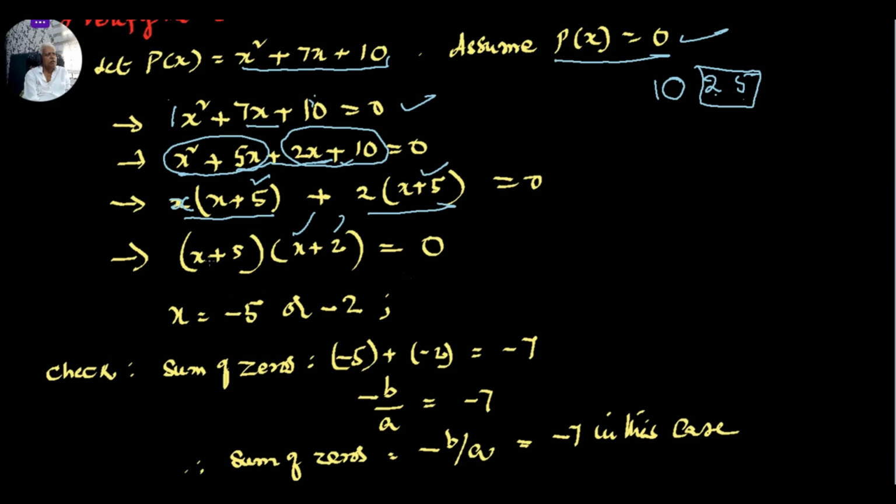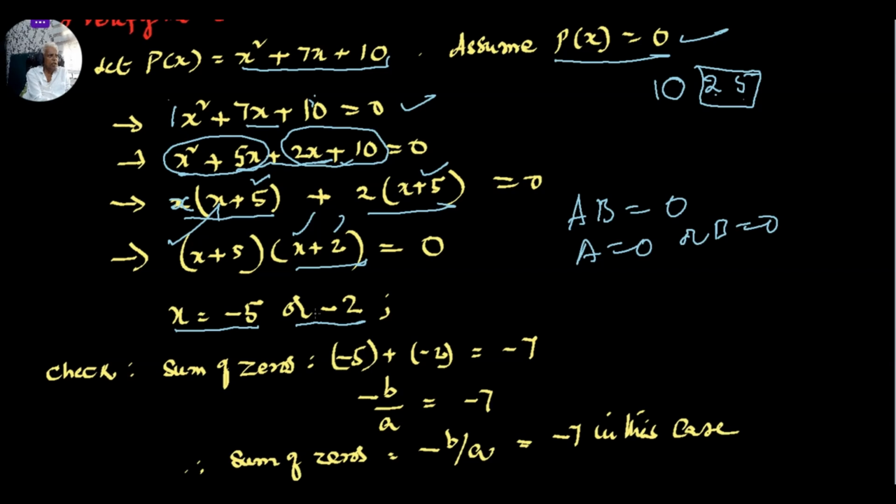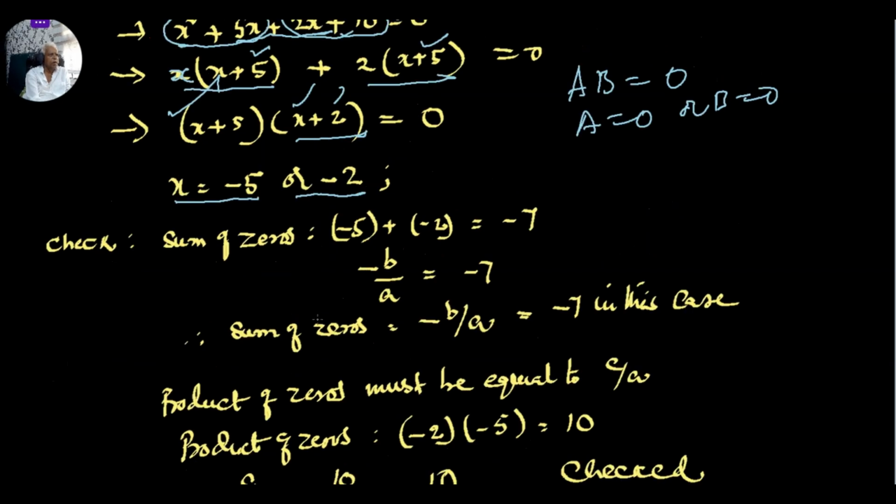That gives you, if AB equal to 0, either A is 0 or B is 0. So, if x plus 5 is 0, you get x is minus 5. If x plus 2 is 0, you get x is equal to minus 2. Those are the zeros. Minus 5, minus 2 are the zeros of the equation. There are 2 zeros. Now, checking.